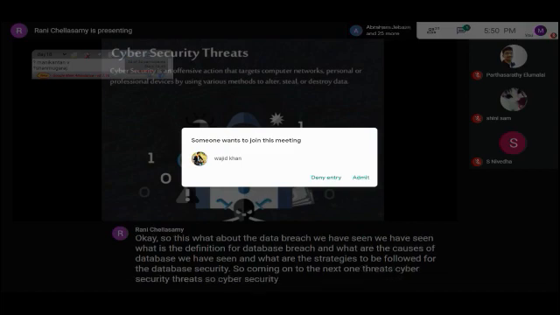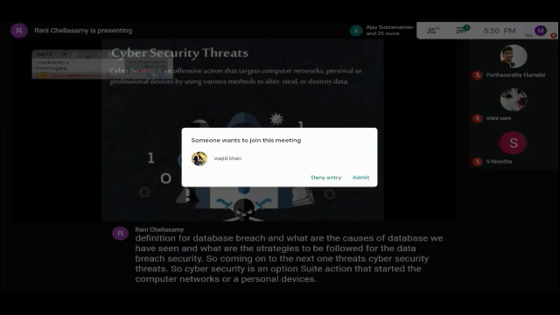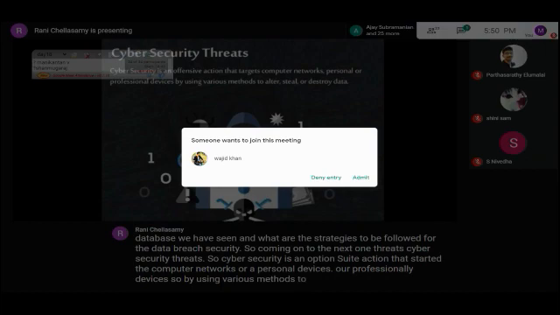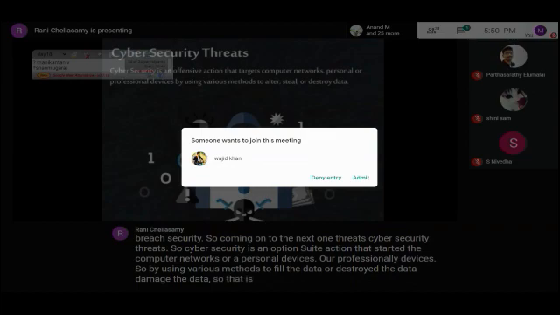A cyber security threat is an offensive action that targets computer networks, personal devices or professional devices, using various methods to steal, destroy or damage the data. So that is all called threats.